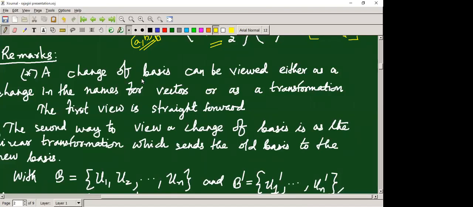A change of basis. Here we are discussing two bases, and the transition matrix is the matrix from B to B dash. A change of basis of a vector space can be viewed either as a change in the name for the vectors or as a transformation. The first one is very clear. For example, AB in the standard basis is our AB. If you take another basis B dash, its coordinates will be different, some A dash B dash.